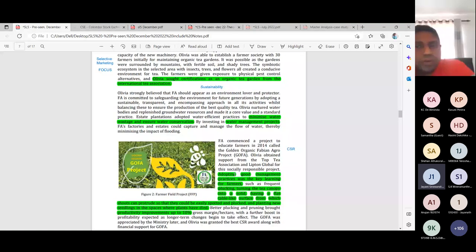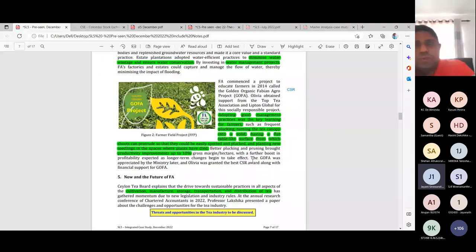So FA commenced a project to educate farmers in 2014 called the Golden Organic Agro Project. They obtained support from the Tea Association and Lipton Global for this socially responsible project. Golden Organic Agro Project, this is CSR, no? CSR project.